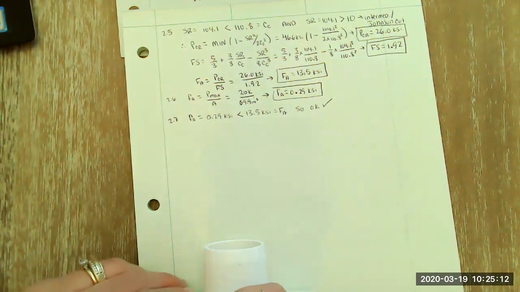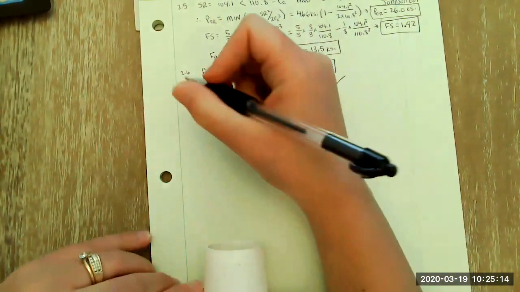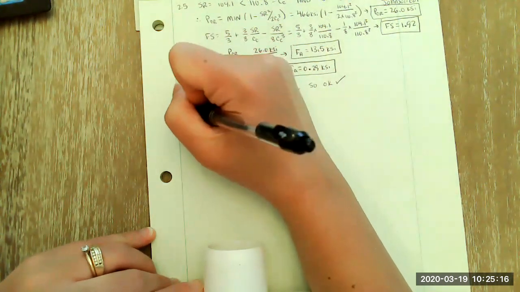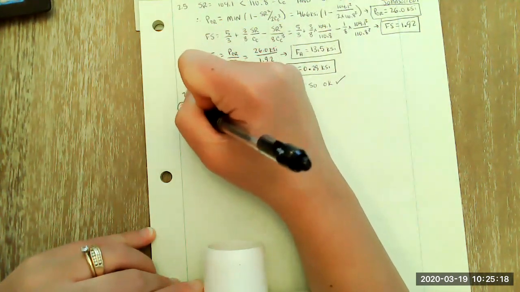After we do our axial compression check, we move right along to our bending check. Sorry, I'm getting ahead of myself. So next we'll do our bending check.